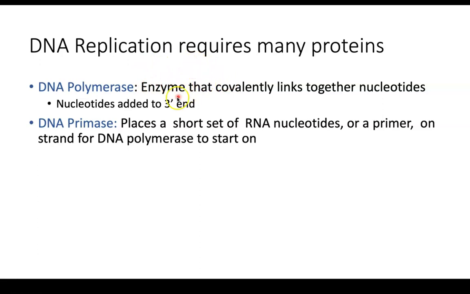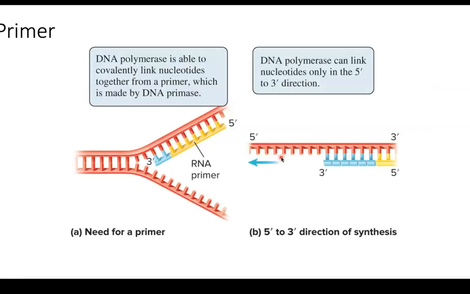But before it does, it needs to have some type of primer on that strand. That's because DNA polymerase cannot start on a bare strand. It needs to have something down before it starts covalently linking those nucleotides together.